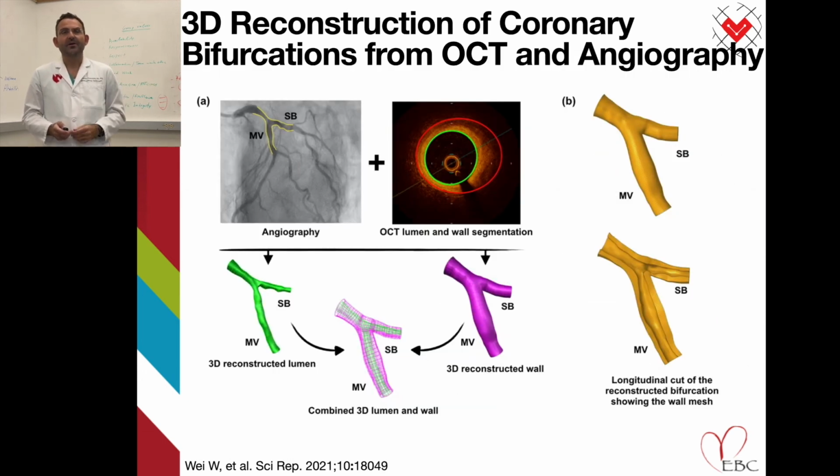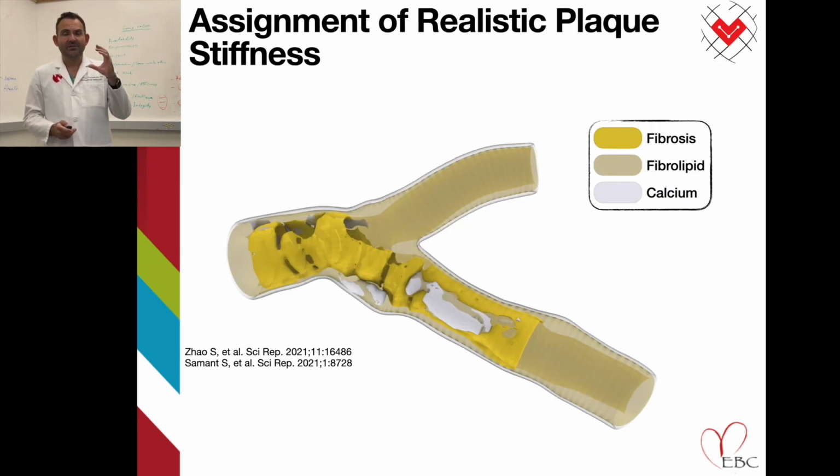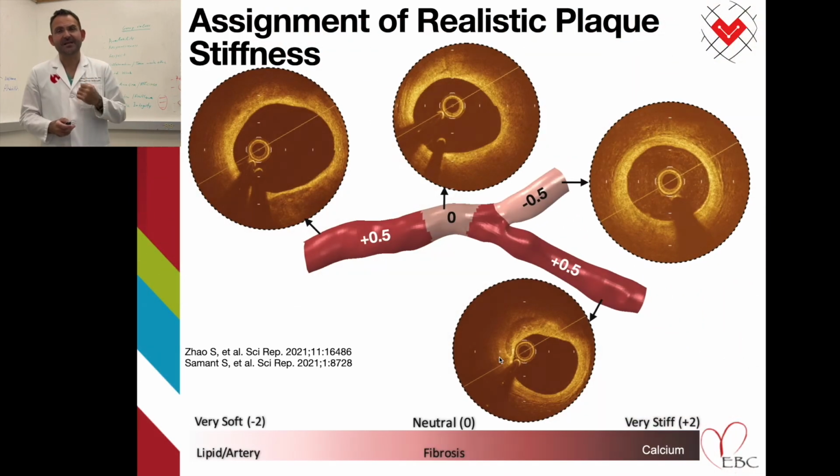A close-up of our methods here: the reconstruction of the lumen, then meshing of the lumen, and also assignment of realistic plaque stiffness. We identify by OCT the configuration and distribution of different plaque constituents in the 3D reconstructed wall, and then we translate this to patient-specific plaque stiffness. Here you see different OCT frames along the reconstructed wall and how they correlate with patient-specific wall stiffness.